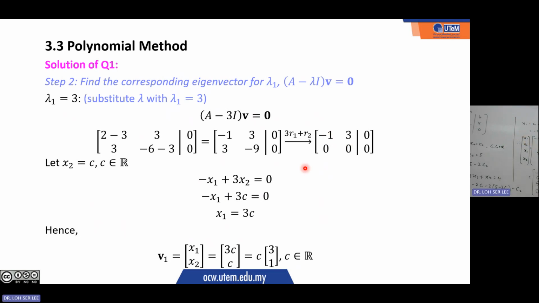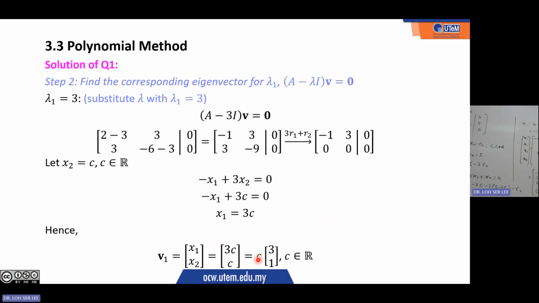Once you get REF, back to this. How to get the solution? This is the way. You sketch the staircase. This is x1, this is x2. x1 has a pivot, x2 is free. That's why x2 equals a constant, and the constant is a real number. Then you form the equation from the first row, substitute x2, solve for x1, put your x1 and x2 in vector form, and then factorize the c. This is your eigenvector. C is a real number. C can be any value.